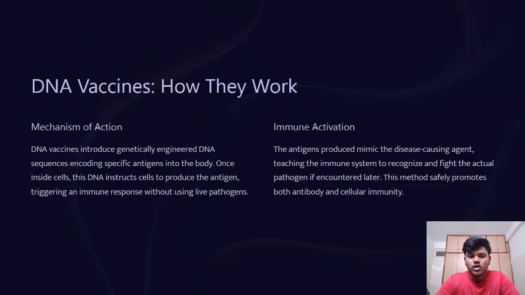DNA vaccines, how they work. Mechanism of action. DNA vaccines introduce genetically engineered DNA sequences encoding specific antigens into the body. Once inside the cell, this DNA instructs cells to produce the antigen, triggering an immune response without using live pathogens.